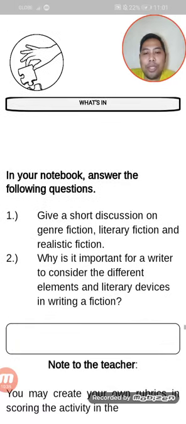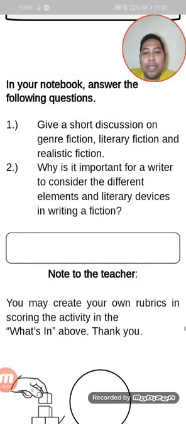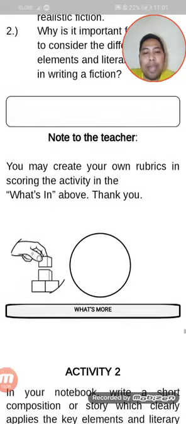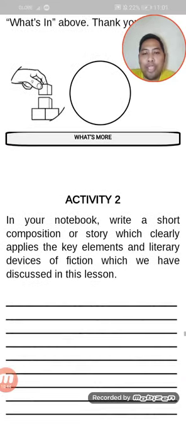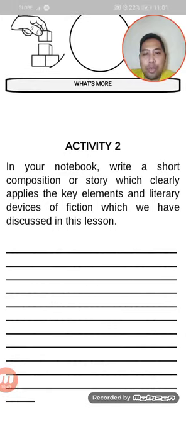Alright, so what's in your notebook? Answer the following questions. So answer this one. Alright, we have rubrics for that later. Activity 2 in your notebook, write a short composition or story which clearly applies the key elements in literary device or fiction which we have discussed in this lesson.